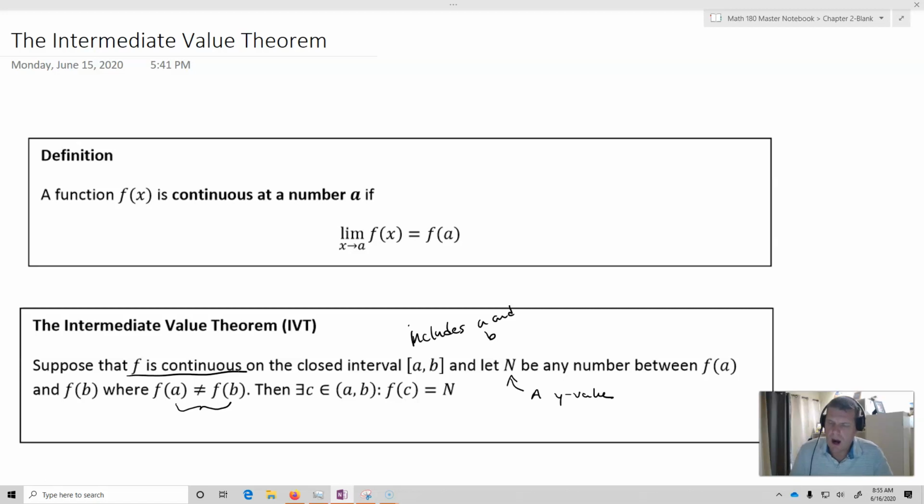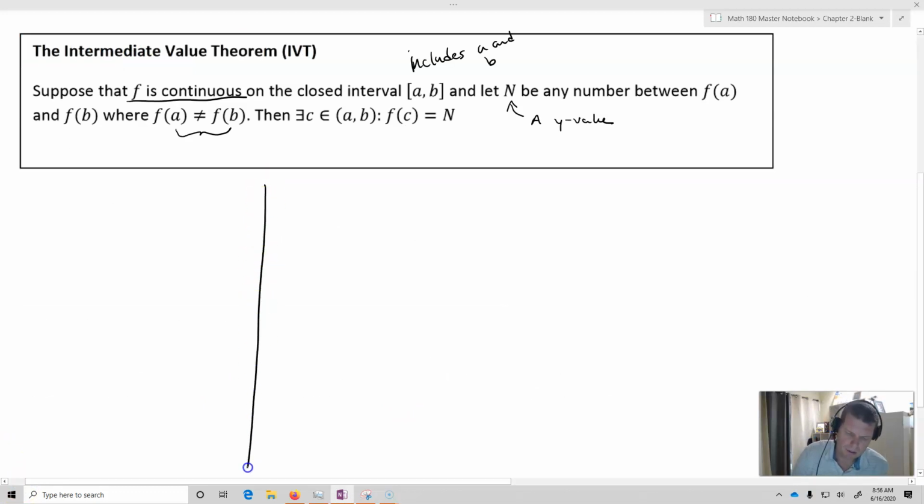So our n is a y value between f of a and f of b, and our c value is somewhere in between a and b. Let me draw a picture of this to help us think about it.